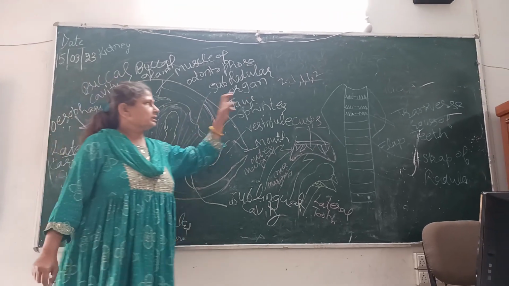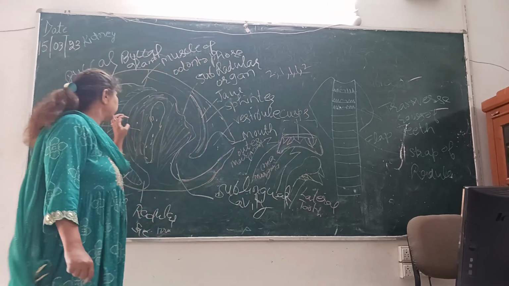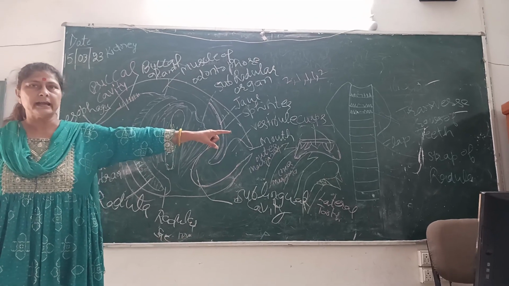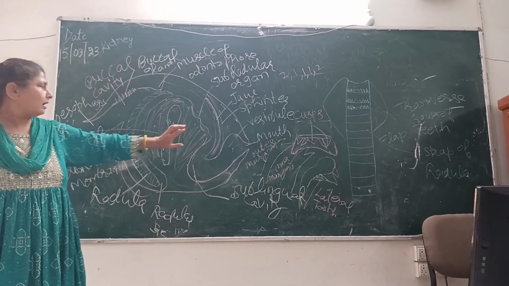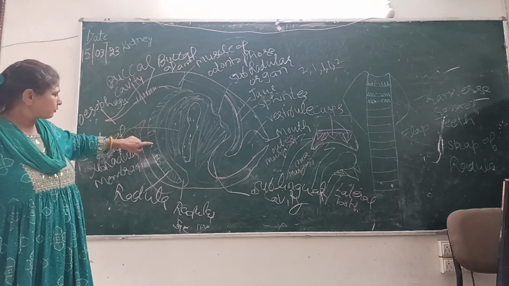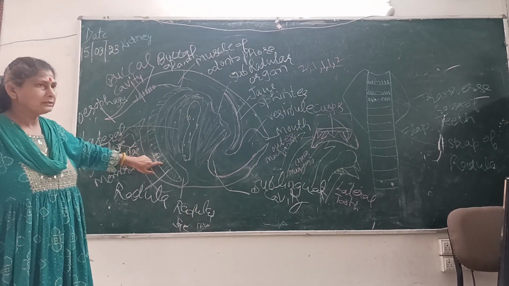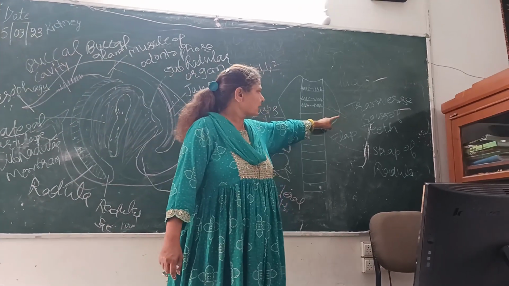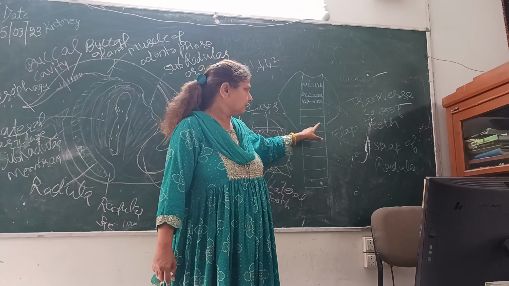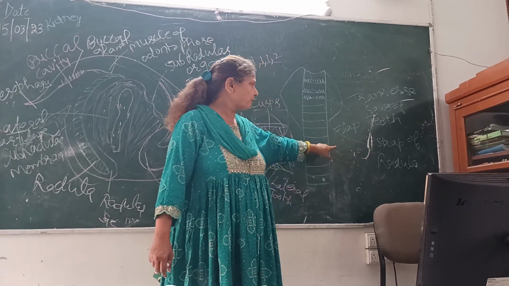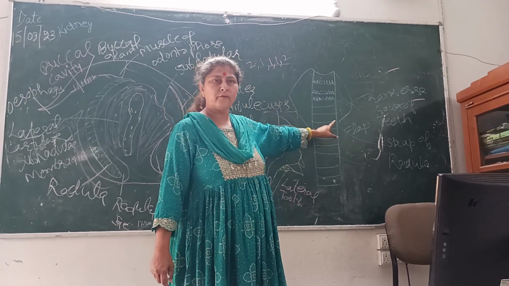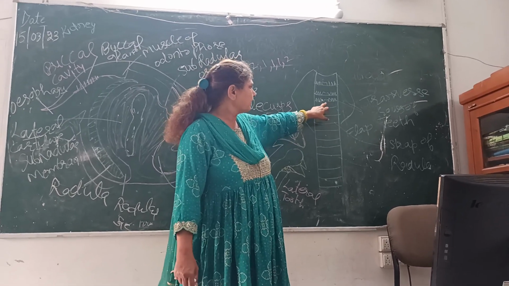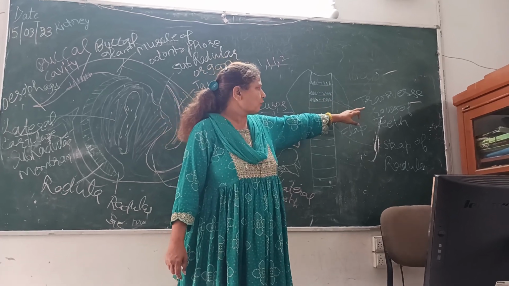Its structure is like this. When we see its structure in detail, there is a detailed structure of the radula. You can see the lines which I have drawn. These lines are called the transverse rows of teeth, or these are called steps of the radula. Each step of the radula contains the transverse rows of teeth.